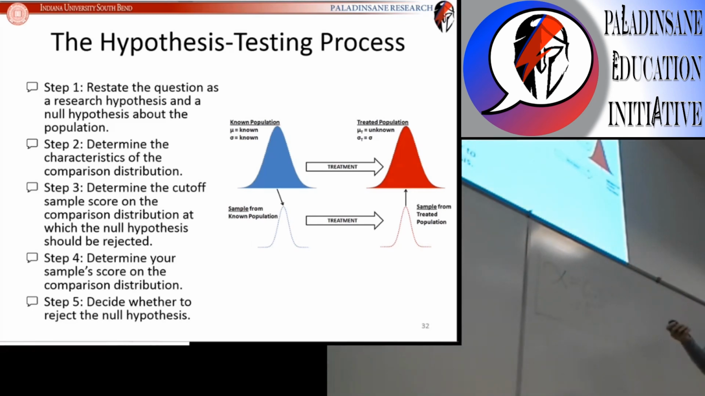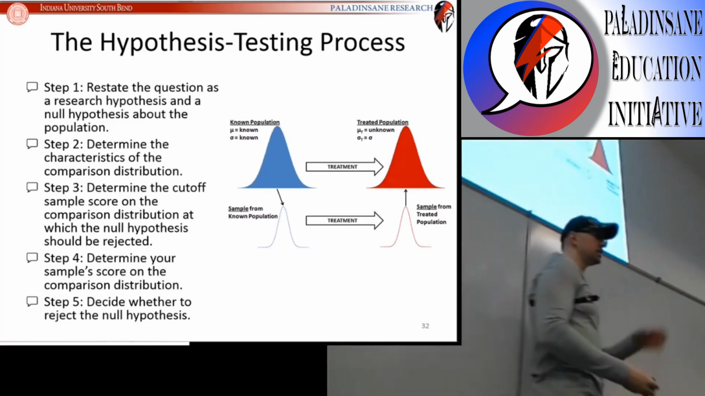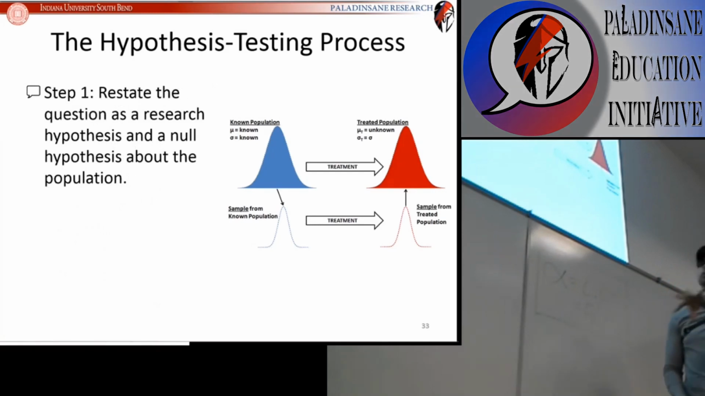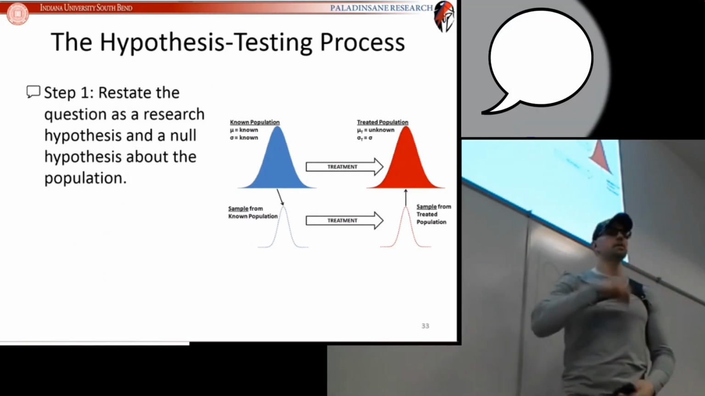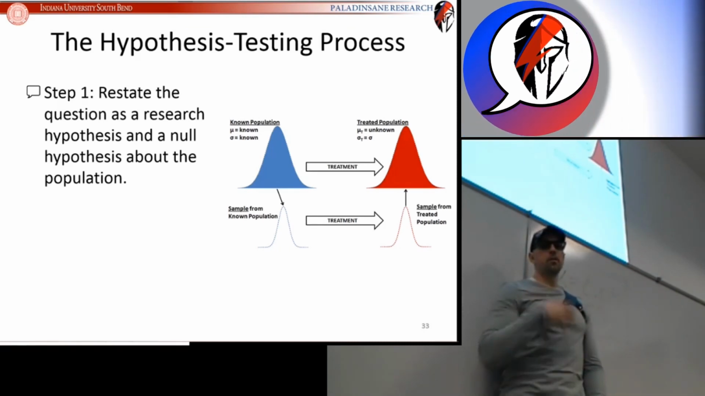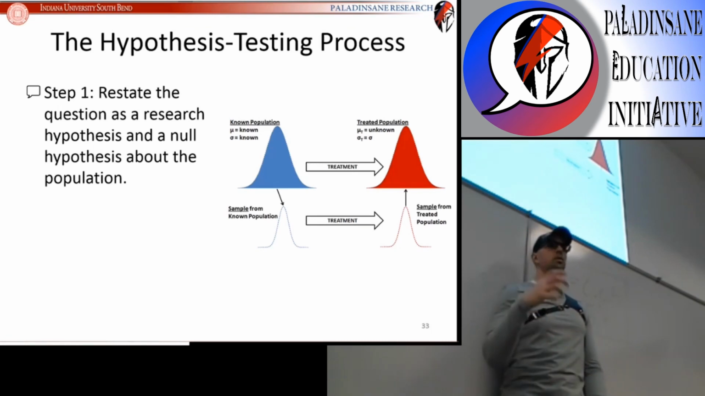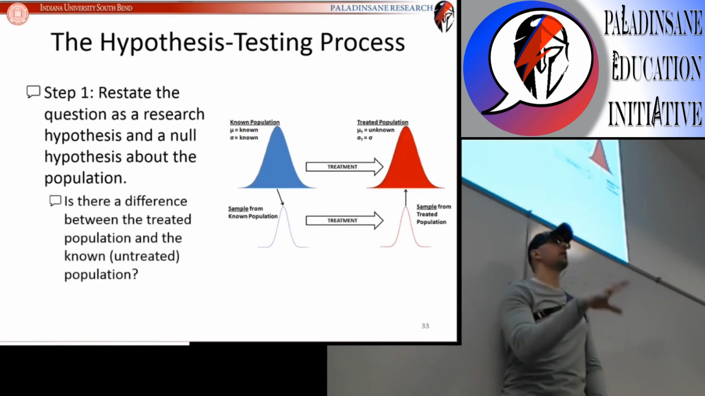So these are the 5 steps. We're going to take a look at each of those 5 steps now in a little bit more detail than we did last time. Starting off with step number 1, restate your question as a research hypothesis and a null hypothesis about the population. This is how we go from a question that we're interested in to a question that statistics can be applied to.